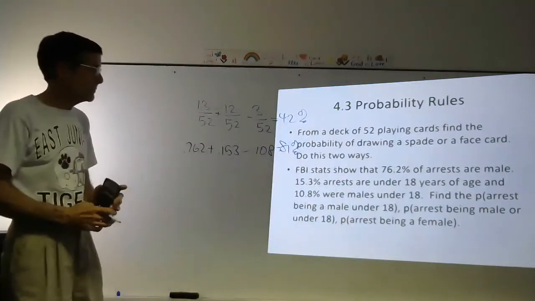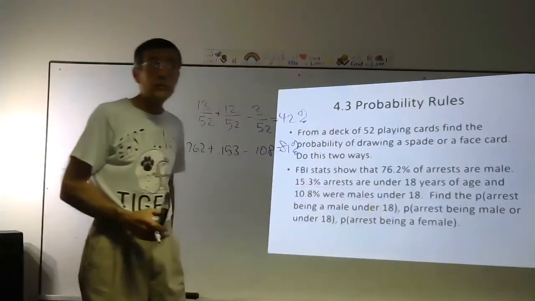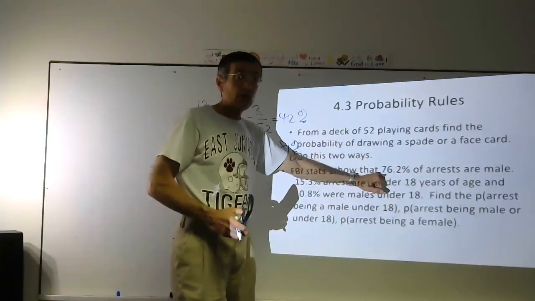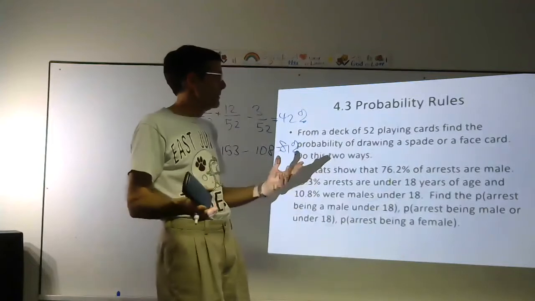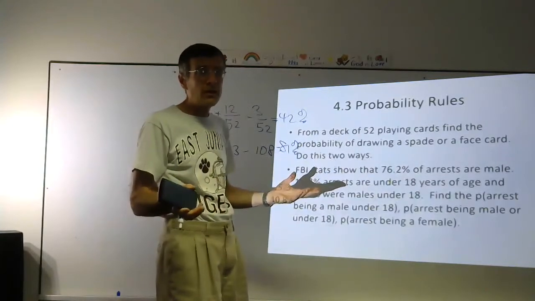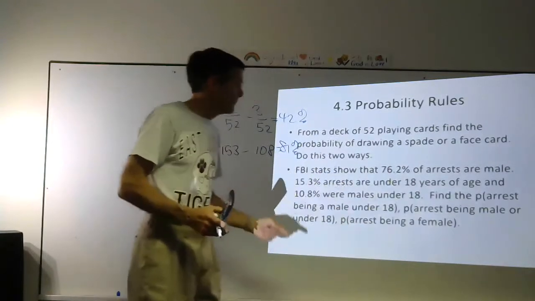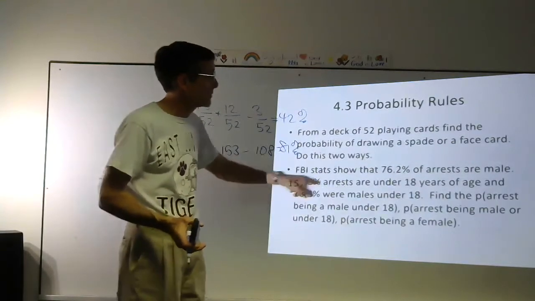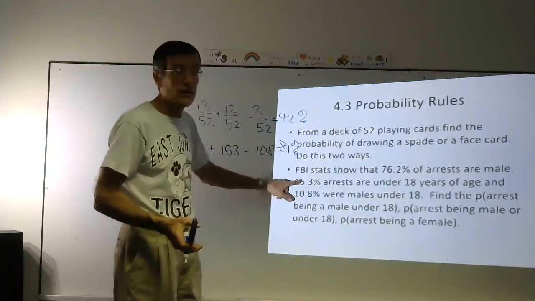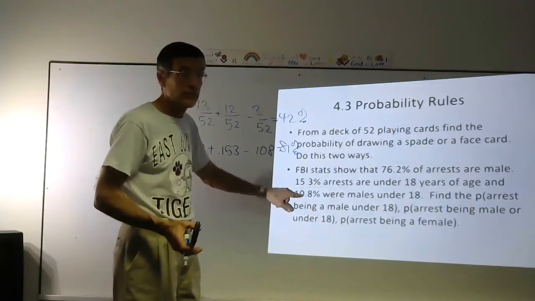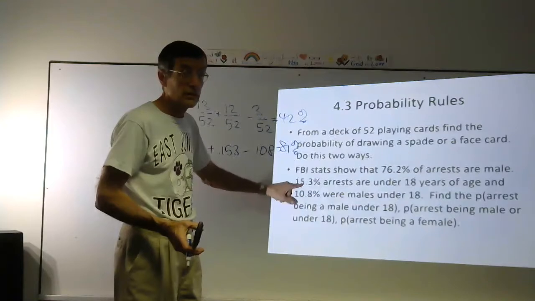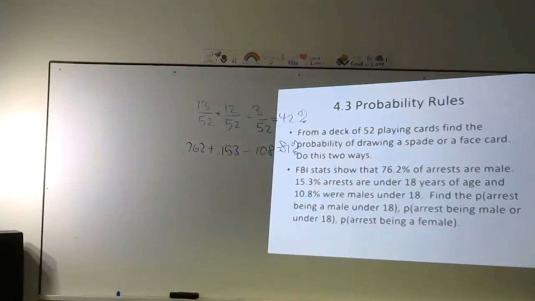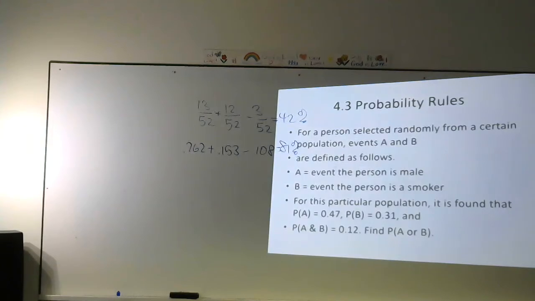Okay? What's the probability of the arrest being a female? Well, if 76.2% of the time it's a male, you could subtract this from 100, which would be 23.8% are females. What about the arrest being a female under 18? We know that 15.3% of arrests are under 18 and 10.8% of them are males. Couldn't you subtract here and get 4.5% for females, right? Okay, more of these.